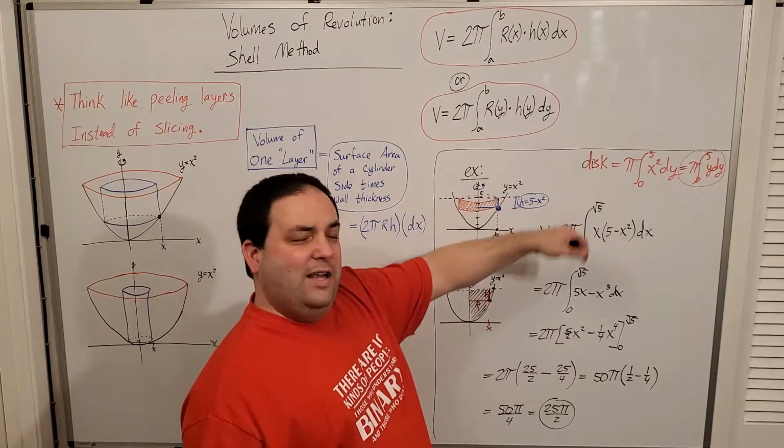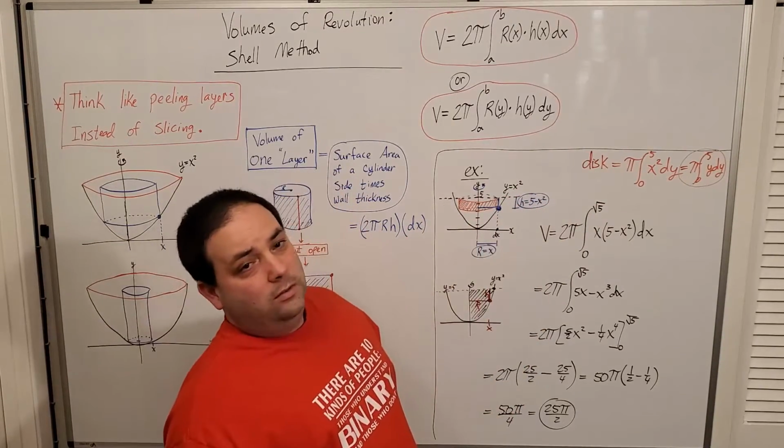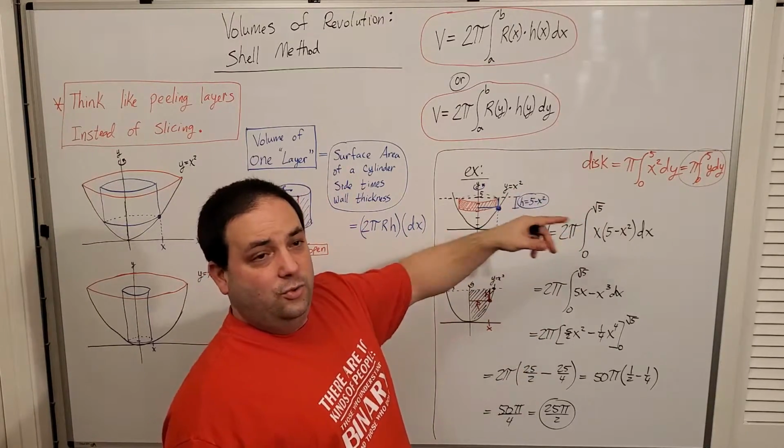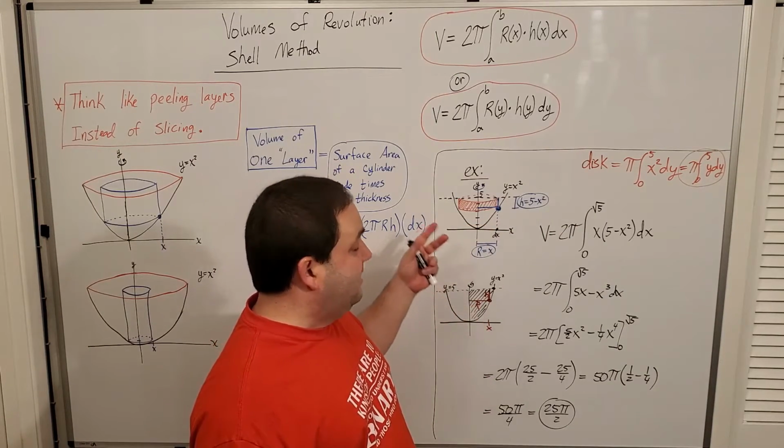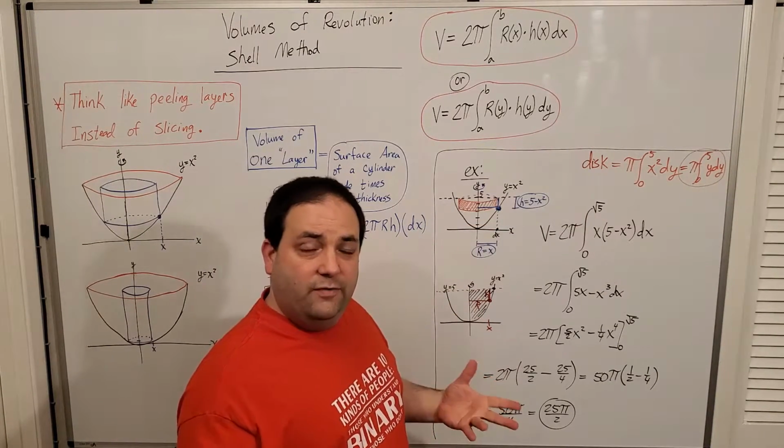Okay, so next question. If that one's faster, why did you show me all this? Well, it's not always faster to do disks. It is always good to have a variety of different methods.